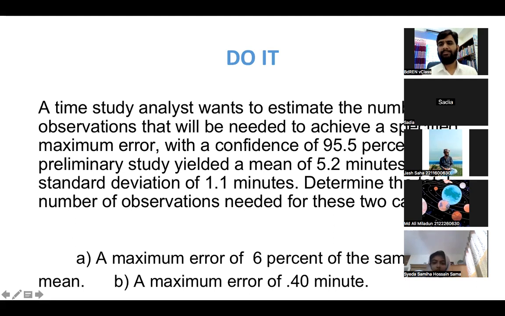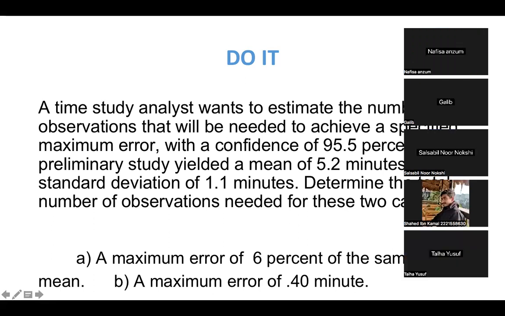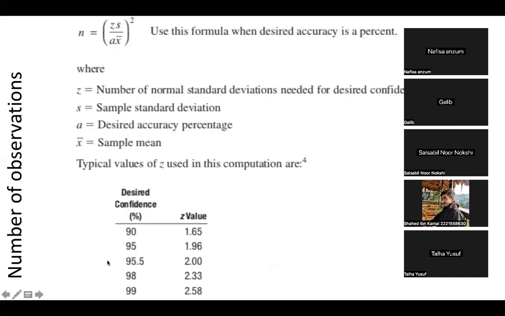Sadia, are you here? Yes, sir. So, Samiha, what's the answer? Can you solve? Sir, I'm doing it, sir. Okay. Sir, do we take 1.96 here as the Z value? Z value for 95.5 means 2. All right. Here 95.5 means 2. This information will be given for you.